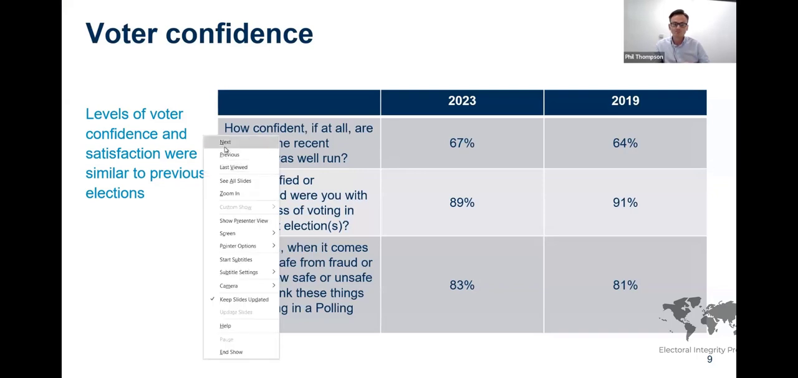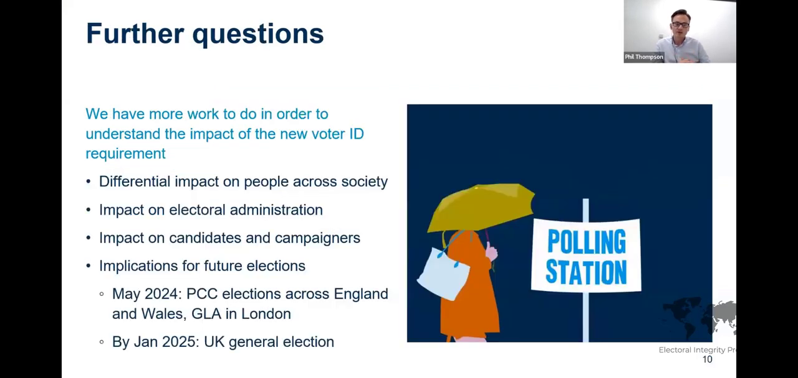And then just to finish, as I've said a few times, we've got more work to do on this. There's quite a lot of data available. There's some stuff we've already got in, like our public opinion data, but there's also feedback from others that we gather after a poll.